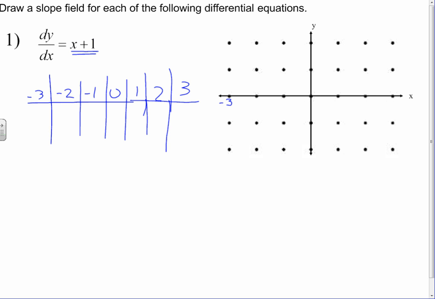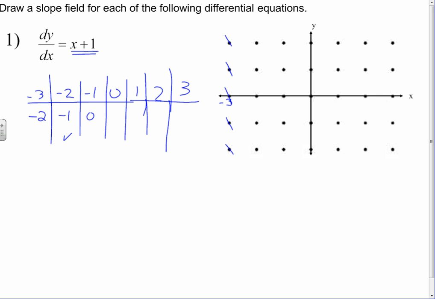When I put in -3, I get -3 plus 1, that gives me -2 slope. When I put in -2, I get -1 slope. When I put in -1, I get 0, and so forth. So I could come over, when x was -3, I had a -2 slope. So a little bit steep. But isn't it true that whenever x is -3, I have a -2 slope?